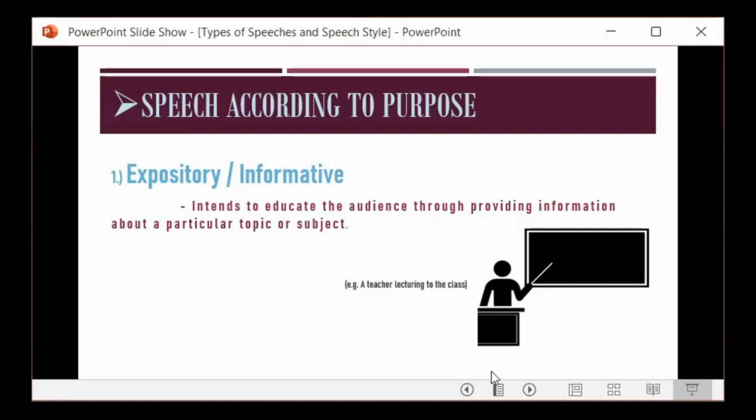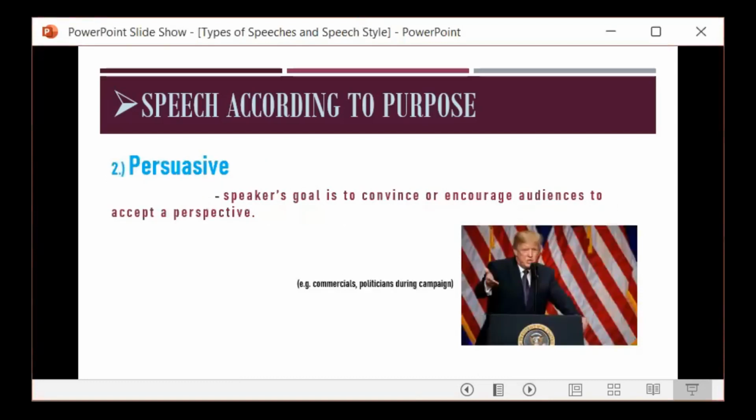Another one is what we call persuasive. This is the second example of speech according to purpose. For persuasive, the speaker's goal is to convince or encourage audiences to accept a certain perspective. It is solely for the purpose of convincing the audience to agree with the speaker's opinion on a particular topic or subject matter. It is also trying to push people to do an action or to try something new.